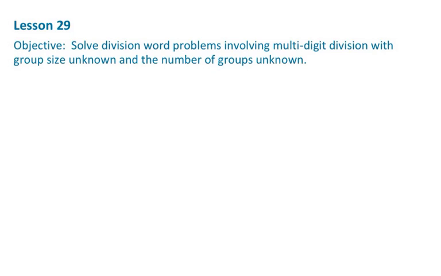This is grade 5, module 2, lesson 29, and in this objective it's to solve division word problems involving multi-digit division with group size unknown and the number of groups unknown. So this is the same objective that we had from the previous lesson. This is also the last lesson in module 2.